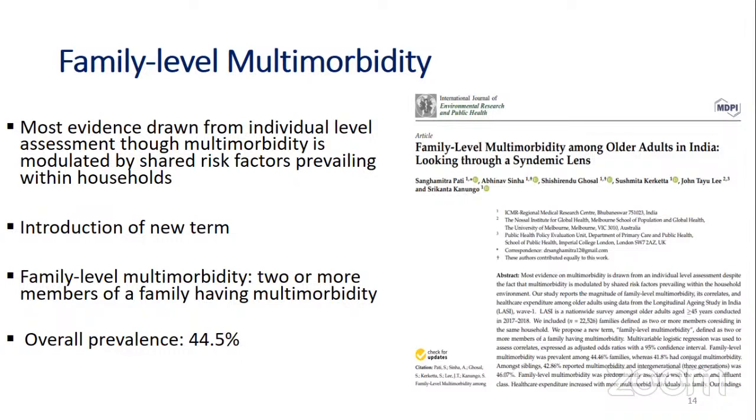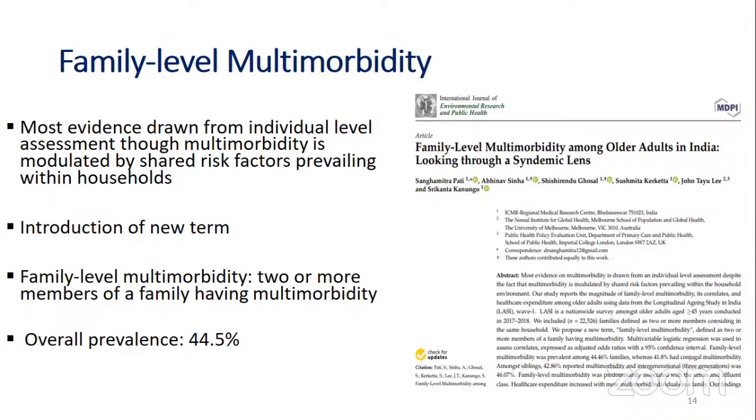But the problem is that within the family, we have shared risk factors. For example, we eat food, especially in the Indian context where we have extended families. So the food cooked will have a similar amount of salt, which is one of the risk factors for multimorbidity, or physical activity, sedentary lifestyle, all these kinds of risk factors will be common for the entire family, more or less. So then should we look at only the individuals, or should we assess the total household or family?